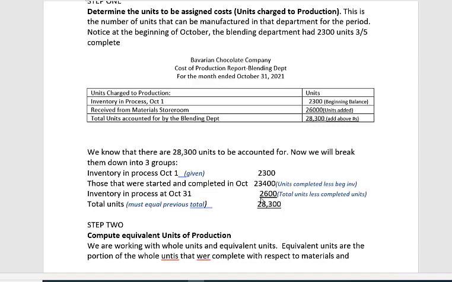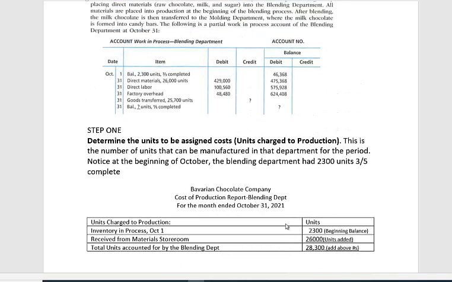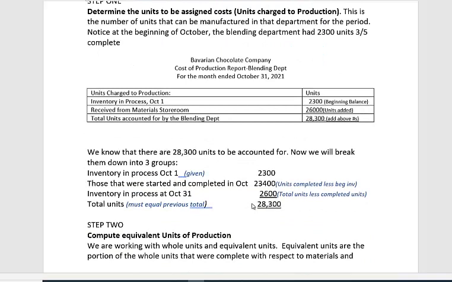Then we need to figure out the inventory that was in process on October 31st. Okay, this number is not given, but we can figure it out. All right, we know that we had 28,300 potential units. And if 25,700 were completed and transferred out, then we know that 2,600 is the amount still in work in process at October 31st.